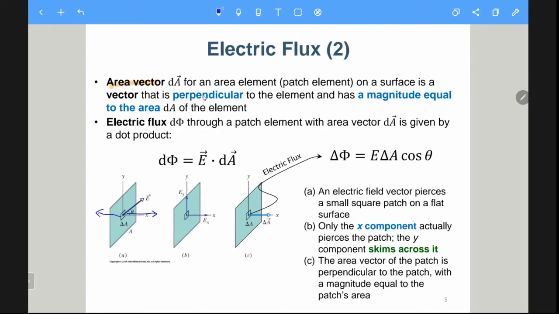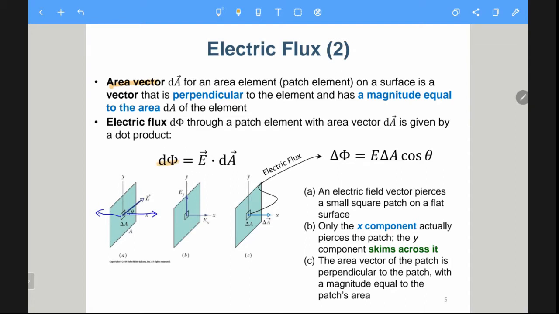So we know the direction of the area vector should be perpendicular to this element, and the magnitude should be the same as the area, because this is an area vector. So the area should be the magnitude of this area vector. And now we can try to define the electric flux. So the electric flux, we call it d phi, through a patch element with area vector dA, is given by a dot product.